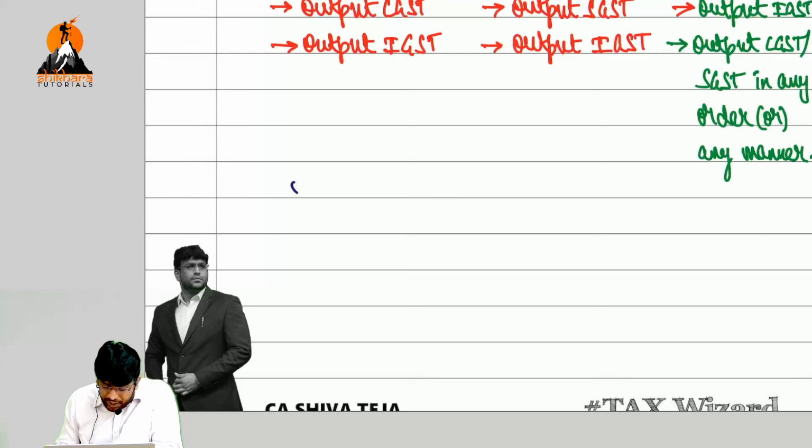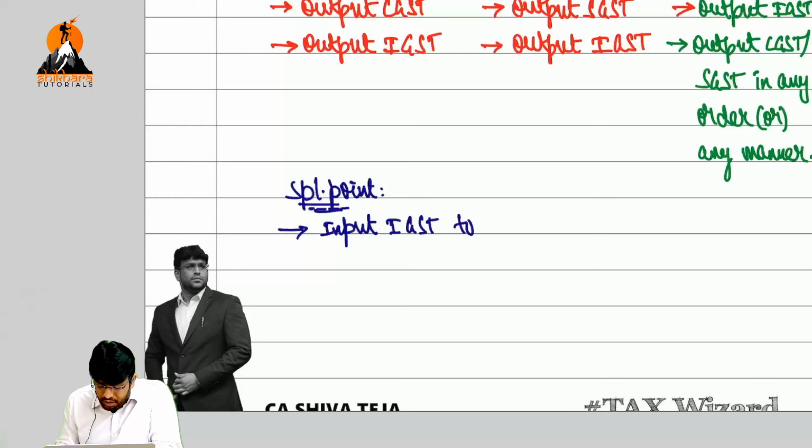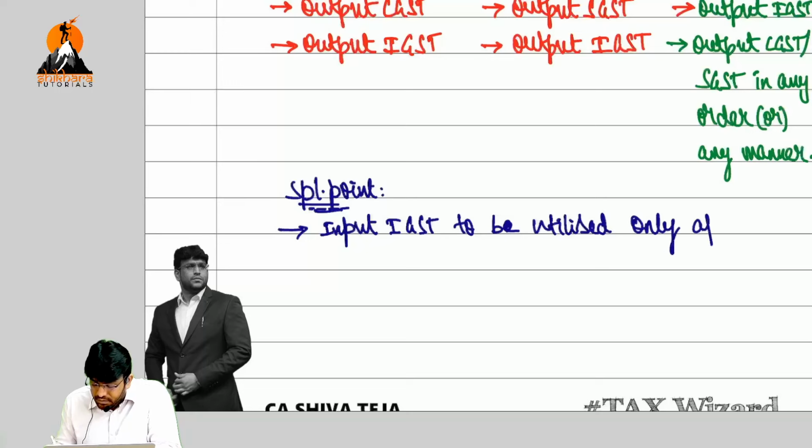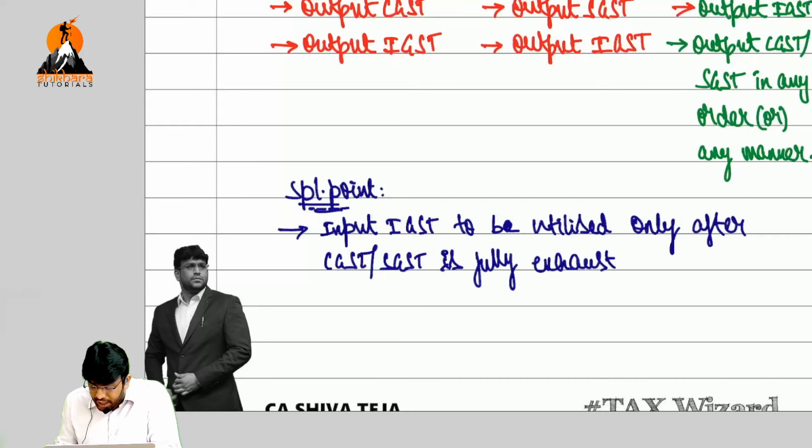Some special point to be noted here is number 1. Input IGST to be utilized only after CGST or SGST is fully exhausted. That means law is very clearly telling first completely use what credit friends? CGST, SGST credit. Come on friends, I repeat one more time.